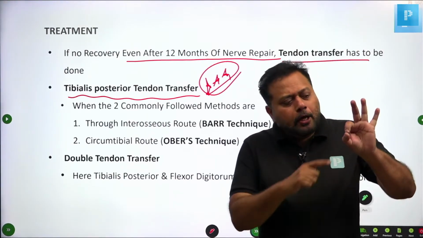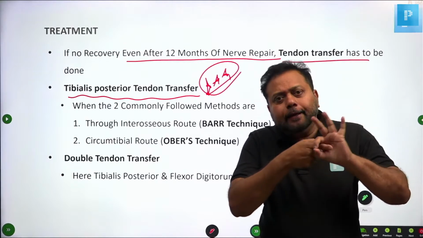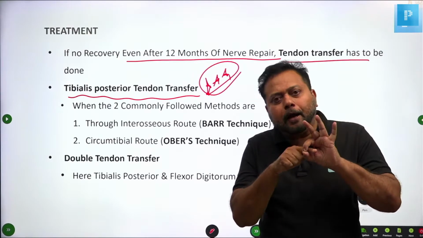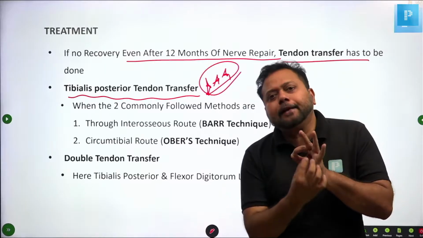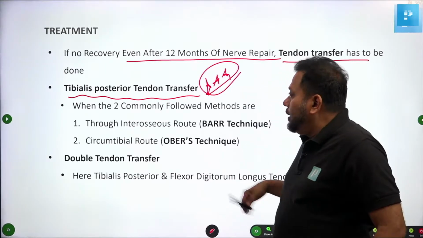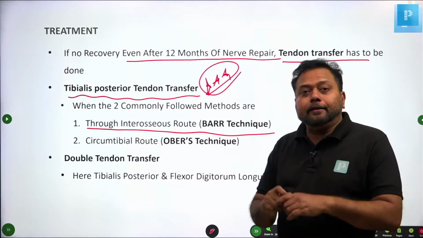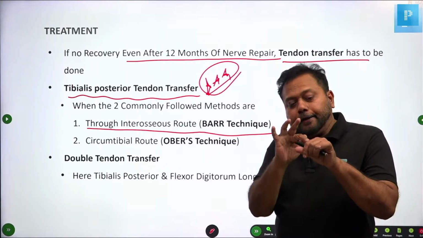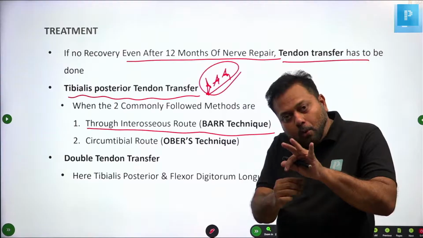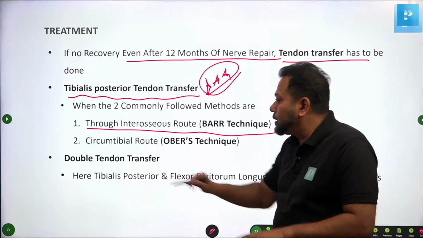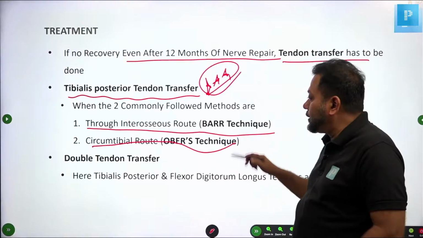One method, you are making a hole in the tibia, that is, you are making a tunnel in the tibia. Through the tunnel, you are taking the tendon. That is called the interosseous route, and that's called Bar's technique. Another, you are not putting any hole or tunnel in the tibia. You are just taking the tendon around the tibia. It's called the circumtibial route, and that is called Ober's method.